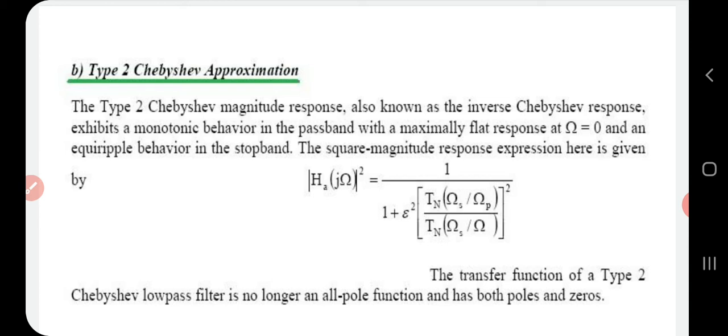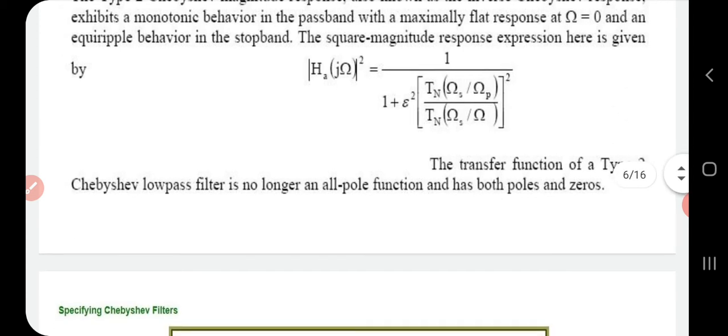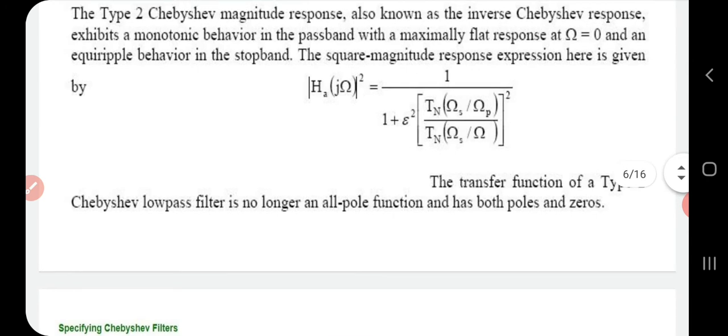Why? Because it exhibits a monotonic behavior in the passband with a maximally flat response at normalized frequency omega equal to 0, and an equiripple behavior in the stop band, which was already explained while we were discussing the difference between type 1 and type 2 Chebyshev filters. Now here the magnitude response expression is given. There is a slight difference from type 1: it is no longer an all pole function. As I already mentioned, type 2 has both poles and zeros.